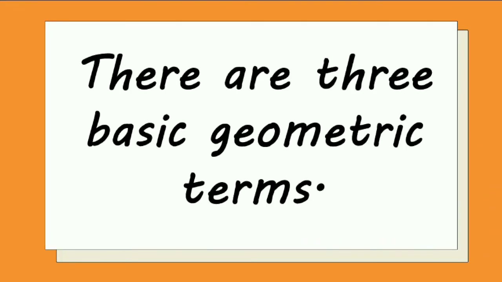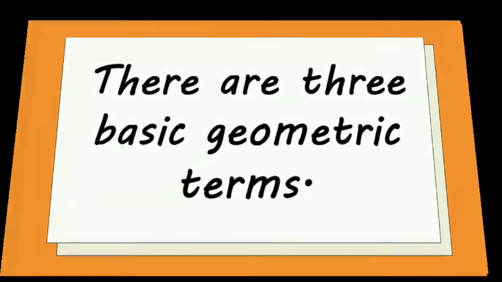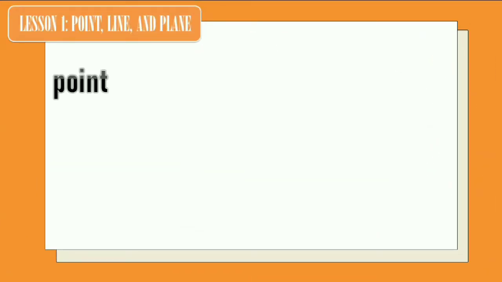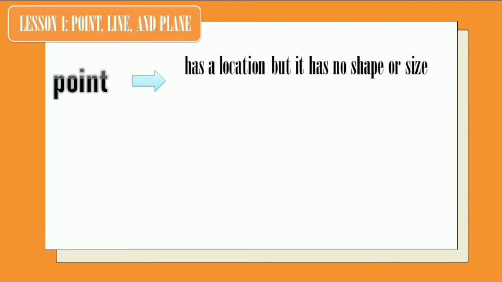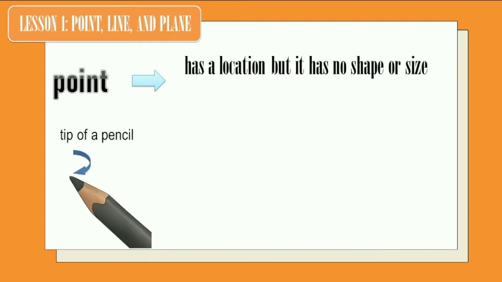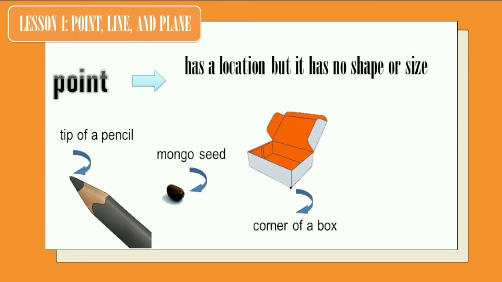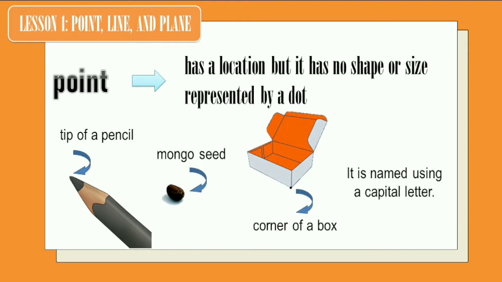There are three basic geometric terms. First is a point. It has a location, but it has no shape or size. Real-life examples, we have the tip of a pencil, mango seed, and corner of a box. It is represented by a dot. It is named using a capital letter. Example, we have point A, point B, and point C.